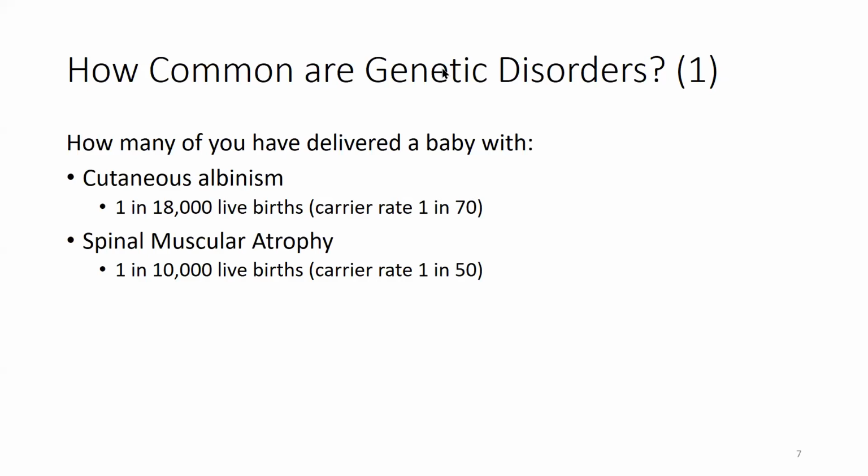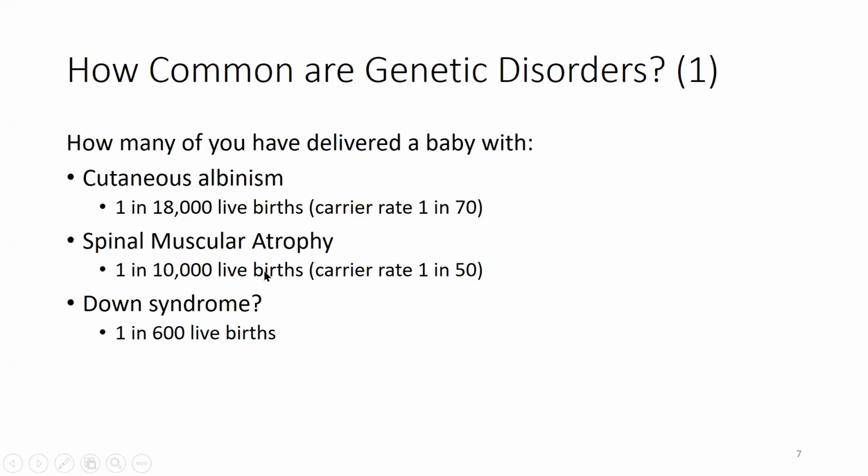Spinal muscular atrophy is also pretty rare. This one will be common: Down syndrome. I'm sure most hands will go up, right? Because Down syndrome occurs at a rate of about 1 in 500 to 600 live births. So the majority of you will have come across Down syndrome, spinal muscular atrophy is a bit rarer, and cutaneous albinism even rarer.